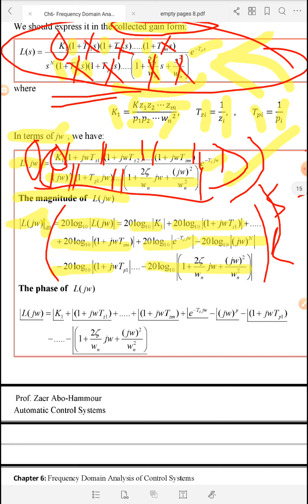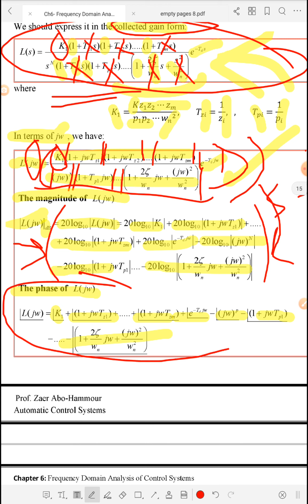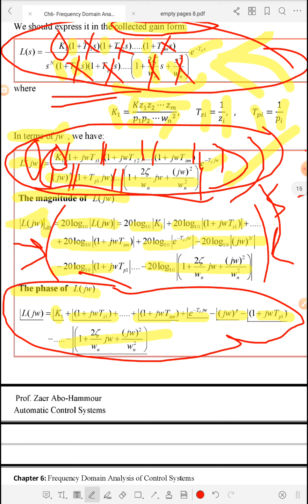So again, this is the additive and subtractive form for the magnitude. And when we talk about the phase, it is already additive for the numerator terms and subtractive for the denominator terms. So we don't have any problem with the phase, but our original problem was in the magnitude, and we have solved it by using the logarithmic scale in order to convert multiplication into addition and division into subtraction.